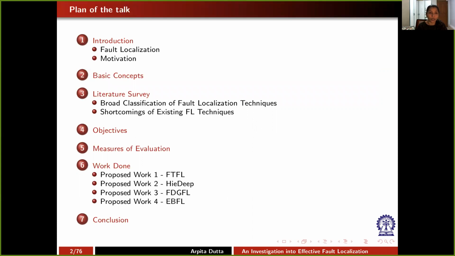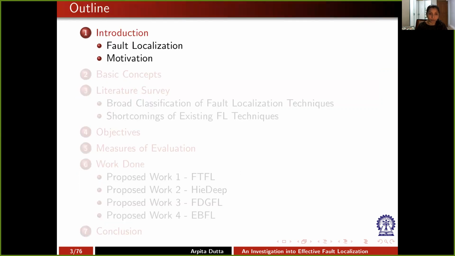Starting with the plan of the talk, I will start with the introduction, where we'll see what fault localization is and the motivation behind this work. Then we'll discuss the basic concepts with the literature survey, and then we'll see the objective of our work and measures of evaluation. Further, we discuss four different proposed techniques, and then I will conclude.